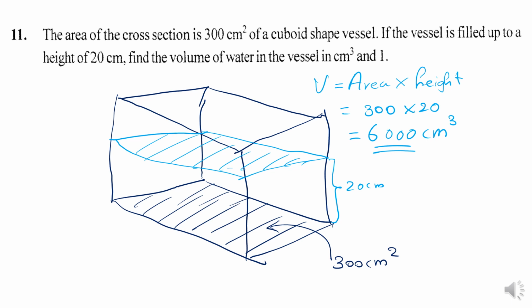And I think you understand this. In case you have the cross section and the height, you can find the volume. You don't need the length, breadth or something. If you have the height and the area of the cross section, you can always find the volume. The volume is equal to the area of the cross section into height.